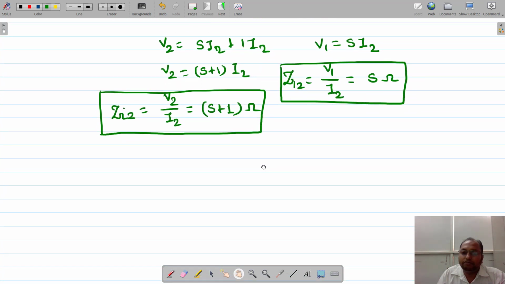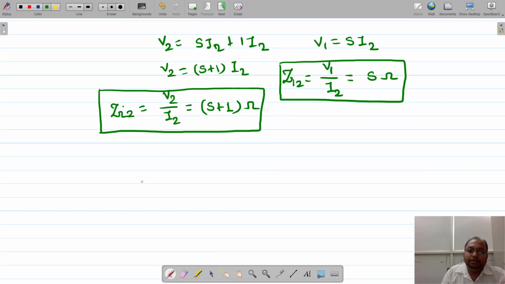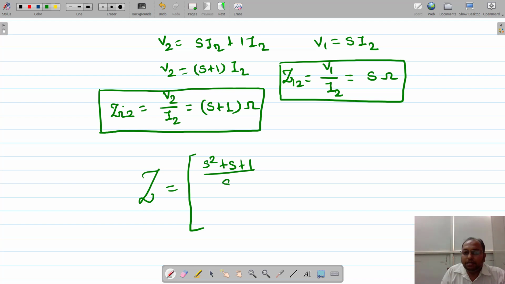Okay, and lastly what we need to write? We need to write the Z parameter matrix. So Z is equal to, this was consisting of S square plus S plus 1 divided by S, right? And this is nothing but S, this is nothing but S, and the last one is nothing but S plus 1. Are you getting it? Hope you understood this. Yes? Okay.